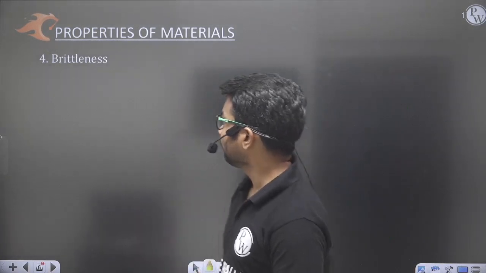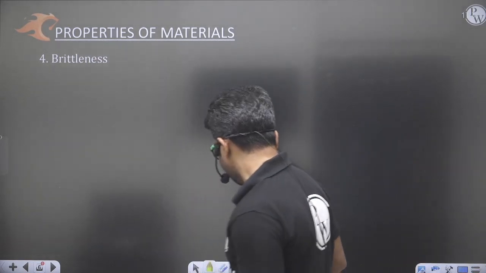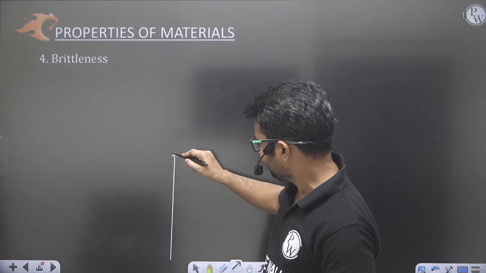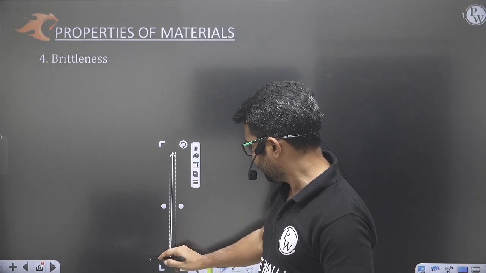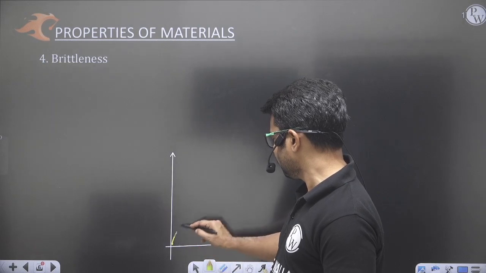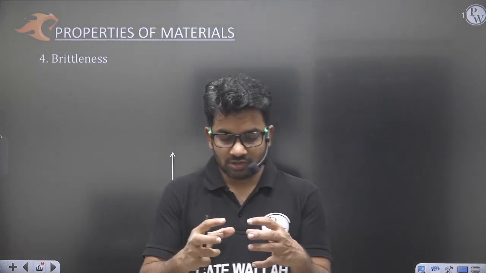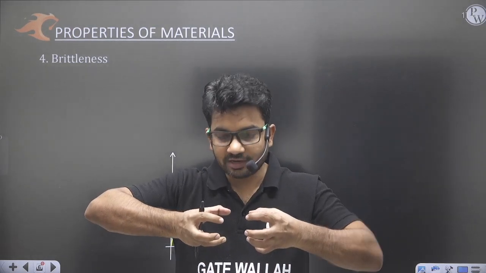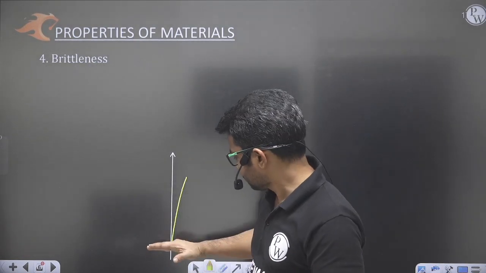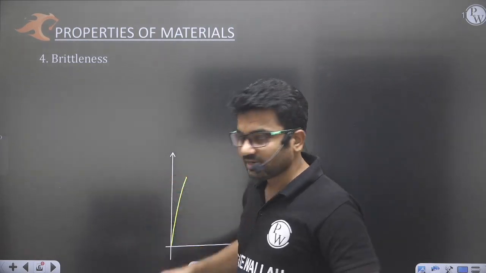Let's move on to the next property, brittleness. So what is brittleness? As I have discussed in ductility, if the material fractures under a very small amount of strain, then that material is called a brittle material. Consider a rock, a stone. If I try to elongate it, it will not elongate. If I keep on increasing the force, the stresses will increase, but the strains will be very small, and suddenly it will fracture.